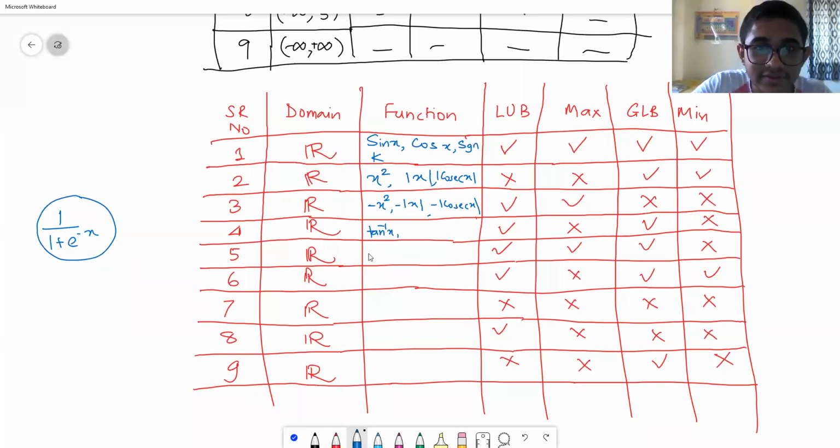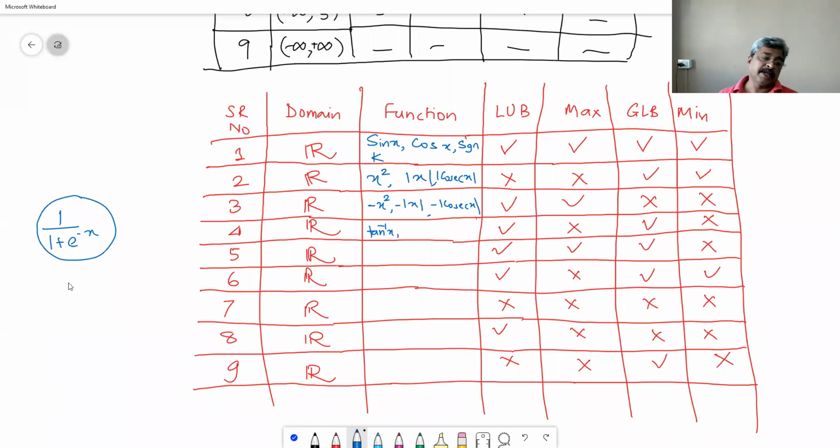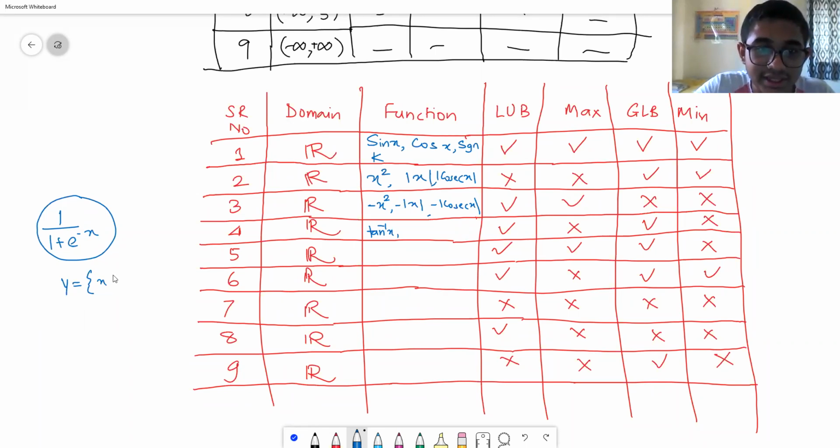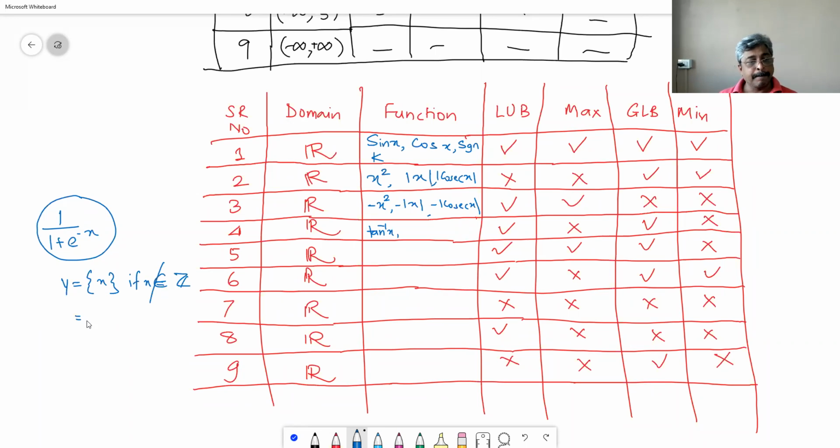Fractional part of x when x is not integer and is equal to 0.5 when x is integer. Pradeep, y is equal to? Fractional part of x, x not integer. Hmm? 0.5 when integer.